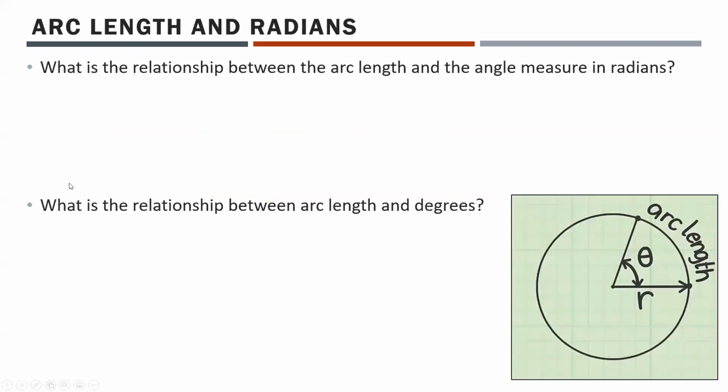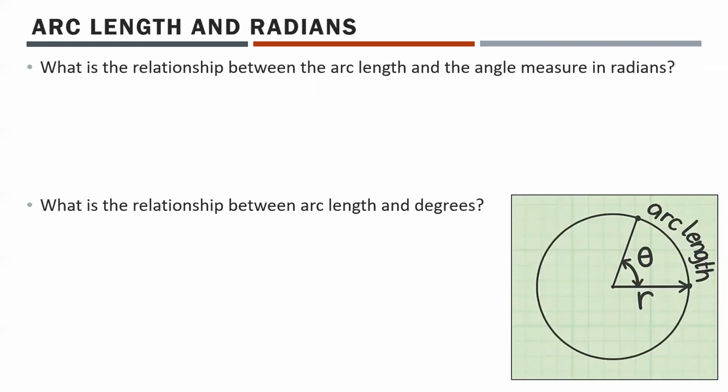So anyway, moving on. Arc length and radians. So remember, we did introduce this last class, a brand new concept of arc length and another brand new concept of radians, which is just another way of measuring angles. So first question here is, what is the relationship between the arc length and the angle measure in radians?